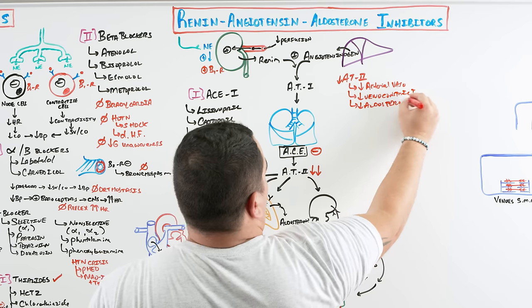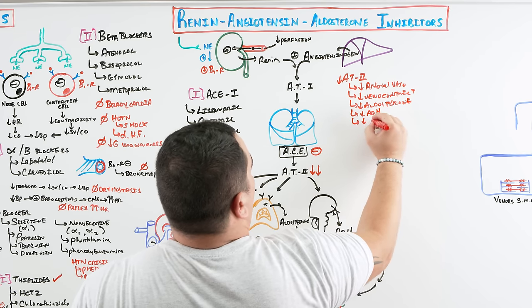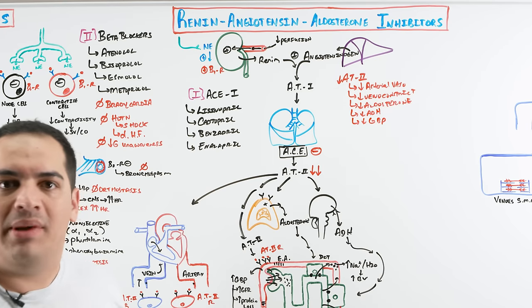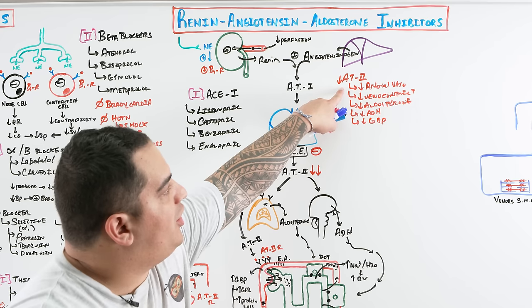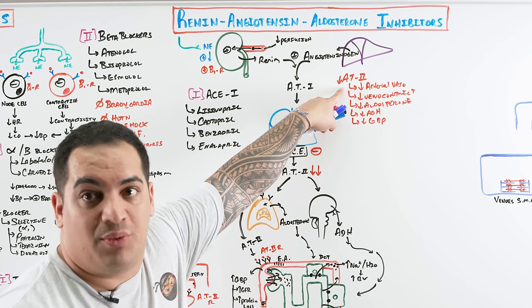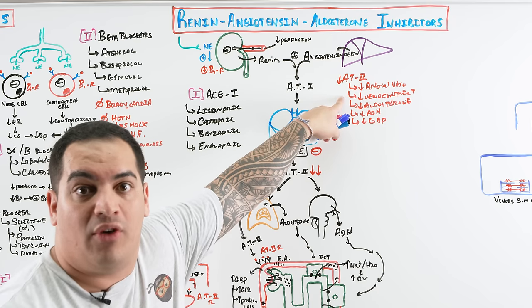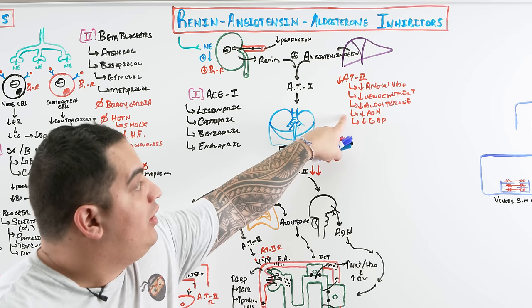Oh my gosh, there are so many things. I'm going to reduce ADH production. I'm going to reduce the glomerular blood pressure. All of these things are going to be helpful. So I'm going to reduce the patient's arterial vasoconstriction. That's going to reduce their resistance, reduce their blood pressure. I'm going to reduce venoconstriction. That's going to reduce preload, reduce stroke volume, cardiac output, blood pressure. I'm going to reduce aldosterone, reduce sodium water.